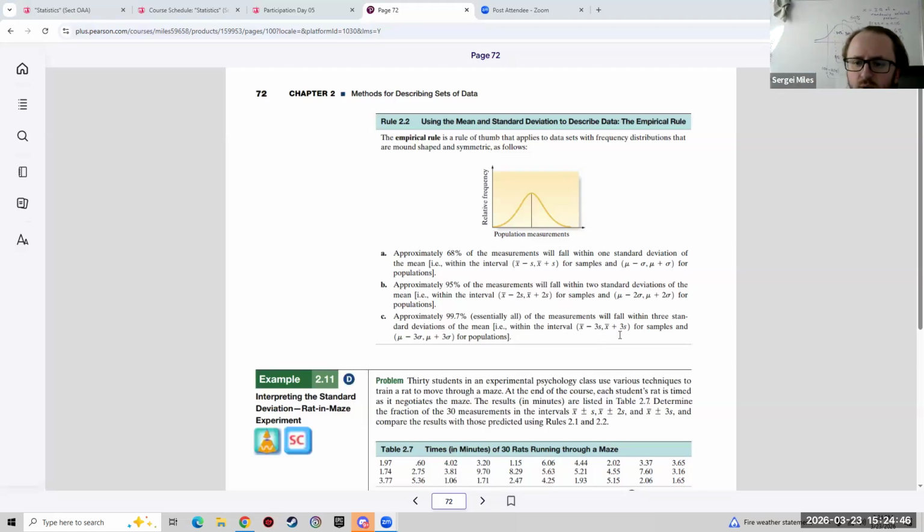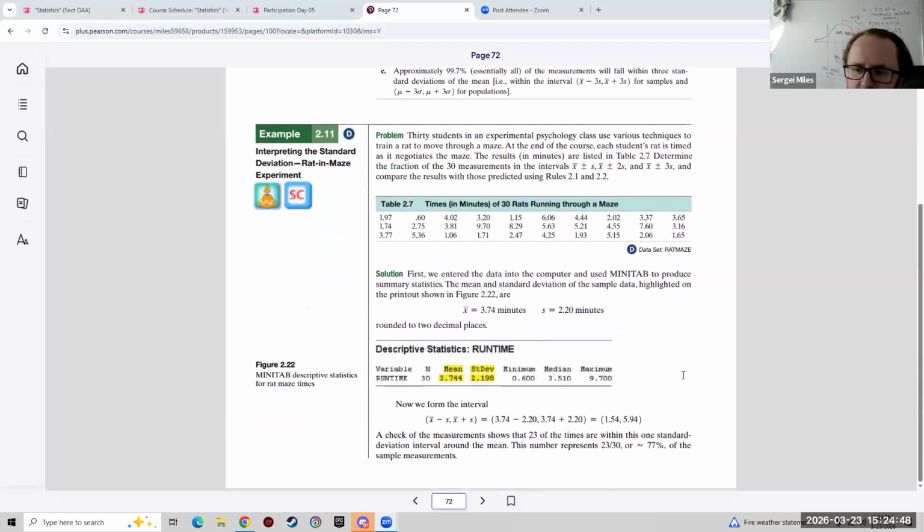All right. So we can see this next example as kind of a first step into what we can do with this. What intervals can I consider? So here they are doing an experiment with these 30 different rats who are running through a maze, and they're timing them in terms of how long it takes for them to get through the maze.